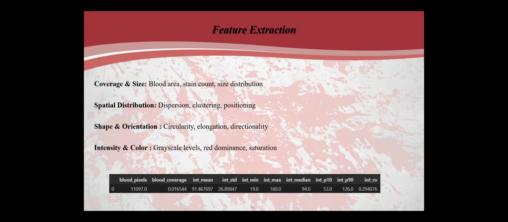The features we extract are across several categories. Coverage and size features measure total blood area and count individual stains, and spatial distribution features show whether stains are widely dispersed or tightly clustered. Shape and orientation features capture things like how circular versus elongated the stains are, and whether they follow directional trends. The shape and orientation features basically resemble the baseline model's geometric features. We also add intensity and color features, which use grayscale levels and red dominance, giving us extra information. Together these represent both the physical characteristics and how the blood was dispersed, and the visual characteristics, what it looks like in an image.